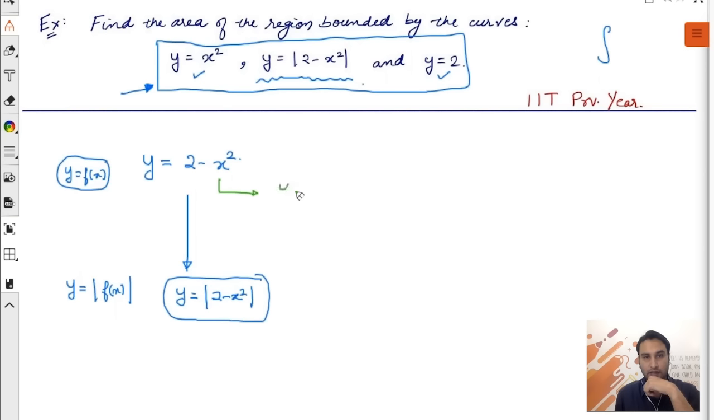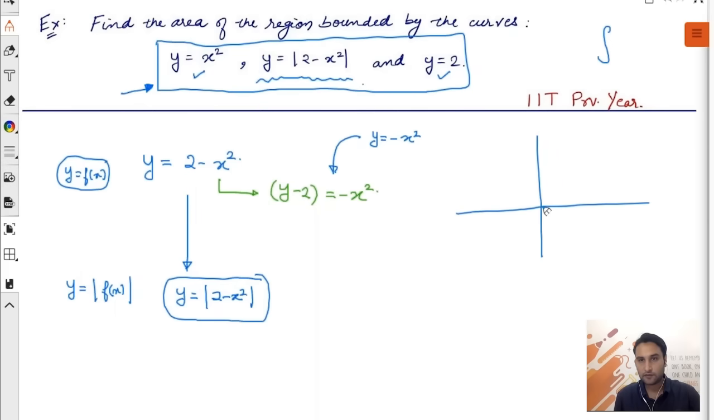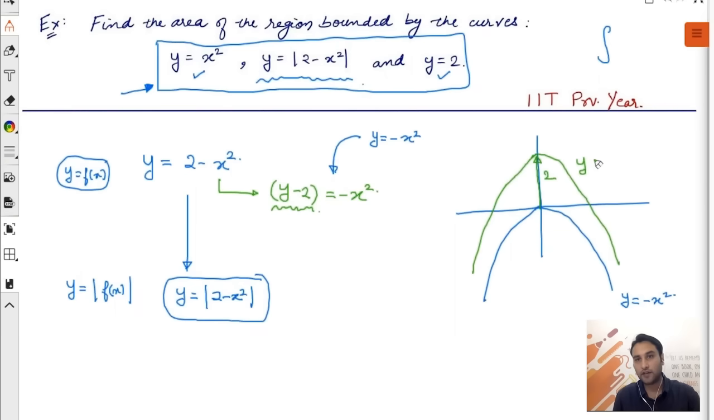You can write this as y minus 2 is equal to minus x square, yes or no? So it looks like the transformed graph of y equal to minus x square. What is y equal to minus x square? This graph. We'll do it step by step. Y equal to minus x square. Now when I do y minus 2, what will happen? This graph will shift up by 2. So now this graph will start looking like this. Done. So this is the graph of y is equal to minus x square plus 2.